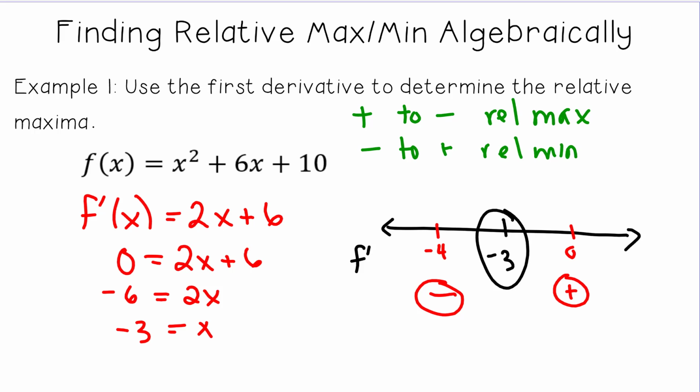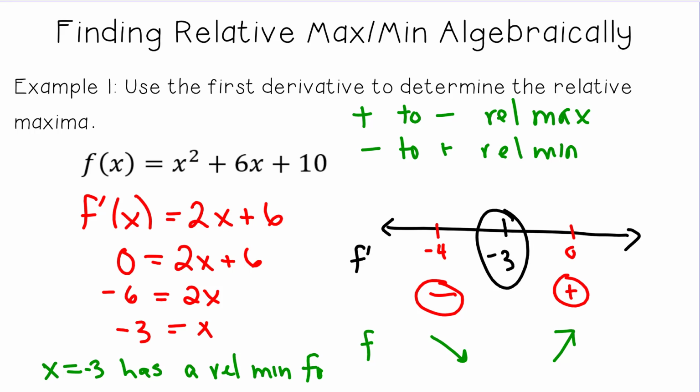So what this means is that our f graph goes from decreasing because f prime is negative to increasing because f prime is positive. So x equals negative 3 has a relative min for f.